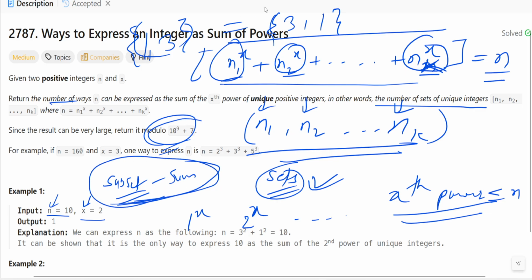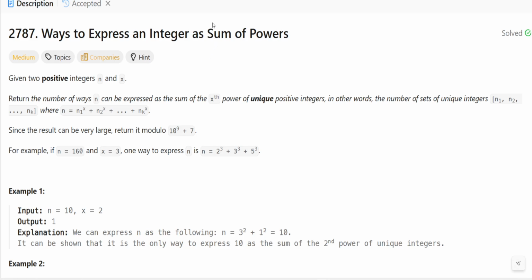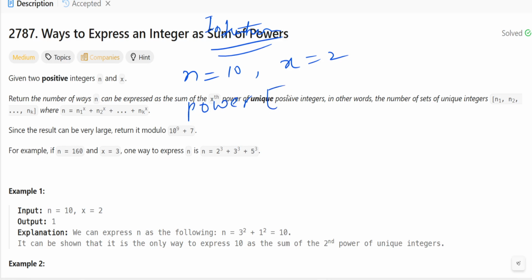So let's understand now the intuition. Okay, what is intuition? To check the intuition, let's suppose we take n equal to 10 and x equal to 2, which we have been given. If we want the powers, we'll take 1, 4 and 9.